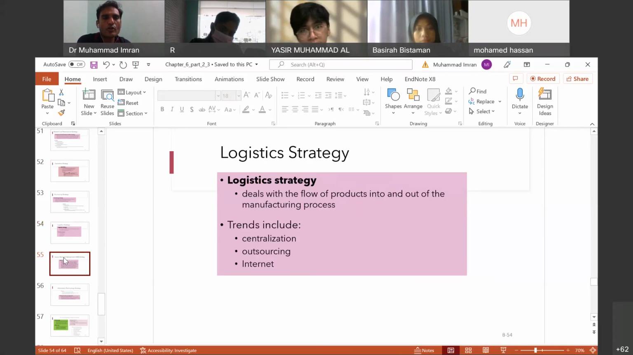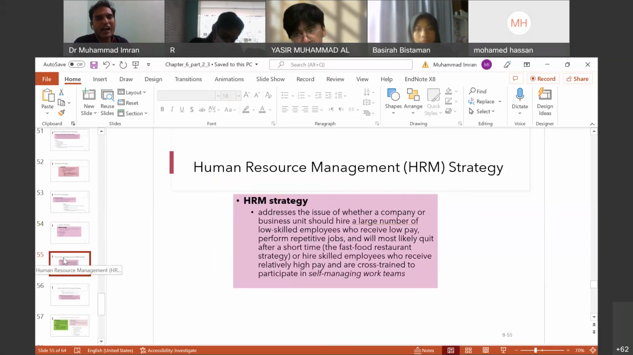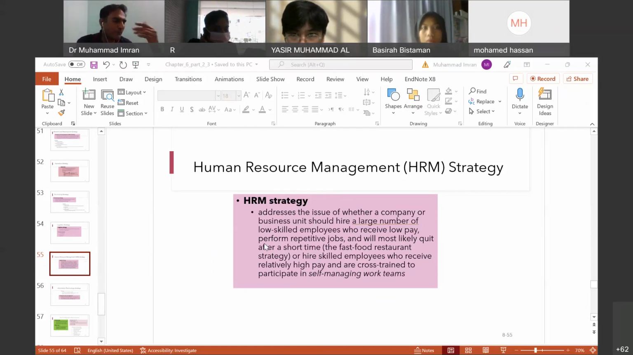Another one is the human resource management strategy. It deals with human resource recruitment issues. It addresses whether a company or business unit should hire a large number of low-skilled employees who receive low pay and perform repetitive jobs. But the problem is they will most likely quit after a short time. The fast food restaurant strategy, even fuel pumps, has repetitive tasks. Low salary, but they will quit.